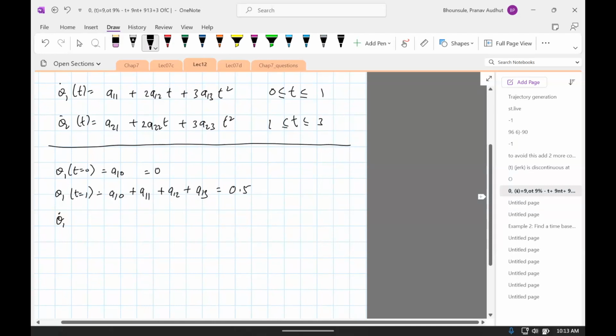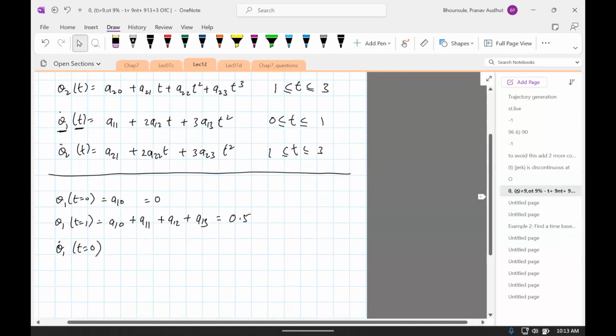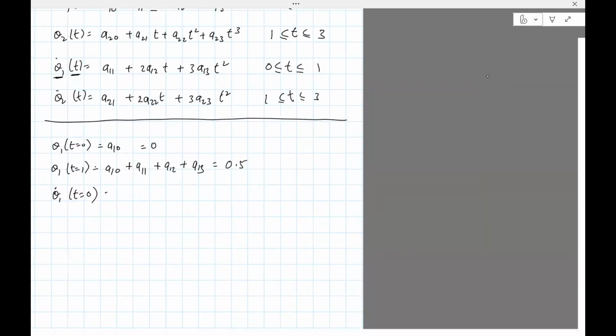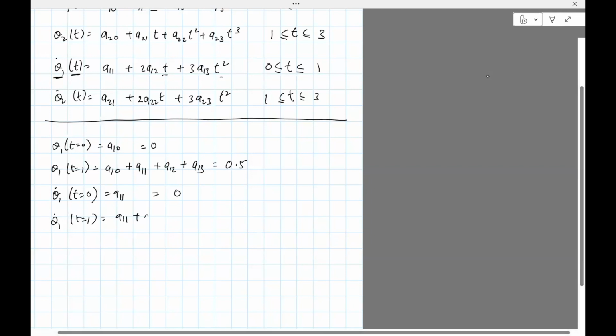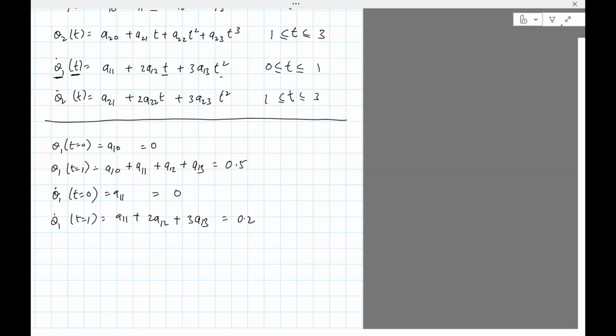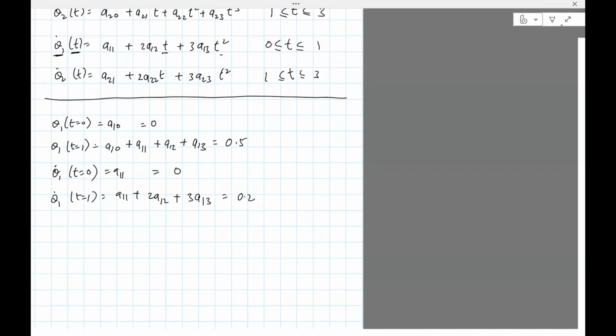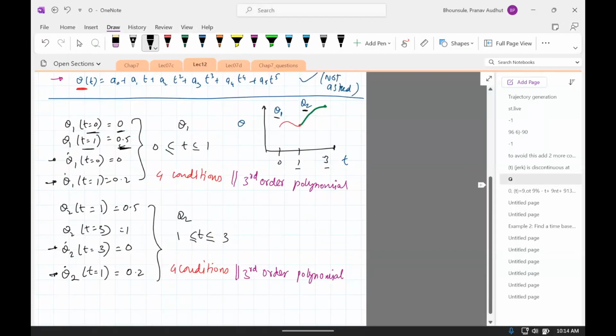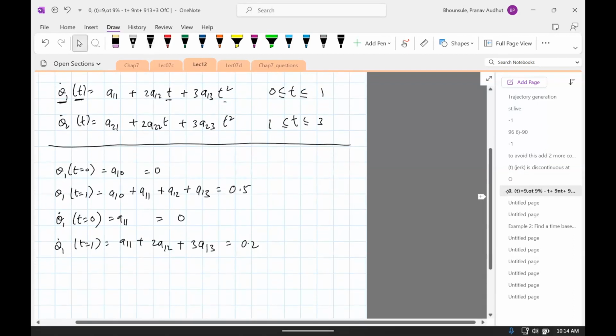Next, theta 1 dot at t equals 0. So I need to put t equals 0 in this expression. So I get a11 equals 0. Start velocity is 0. Theta 1 dot at t equals 1. So I put t equals 1 here. a11 plus twice a12 plus 3 times a13 equals 0.2. Okay, 4 more conditions left. Those are for theta 2. So these 4 have to be met. So let's do that.